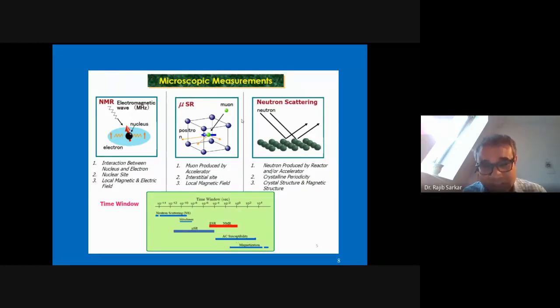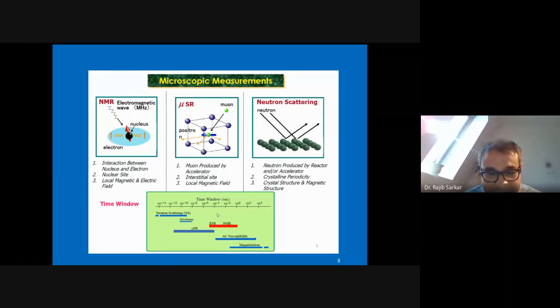But the positive effect of muon is that from the muon experiments, you need not bother about the thermalization of your muon or the signal intensity. On the other hand, neutron scattering is higher in energy range, and your neutron flux is coming and scattered by these atoms, and then you get the information about your crystalline periodicity, crystal structure, or the magnetic structure in general.